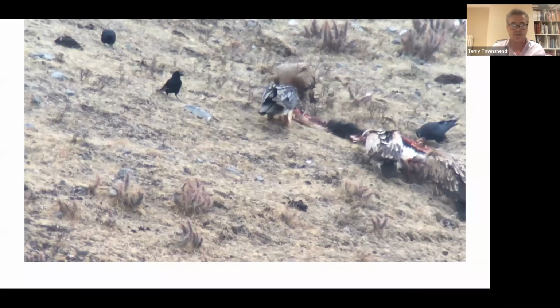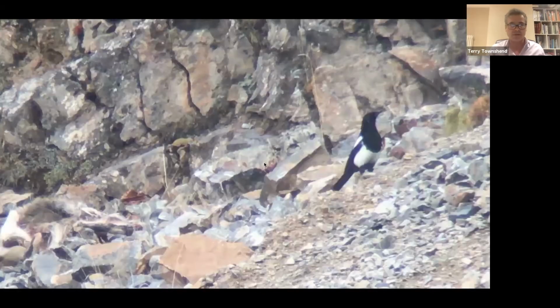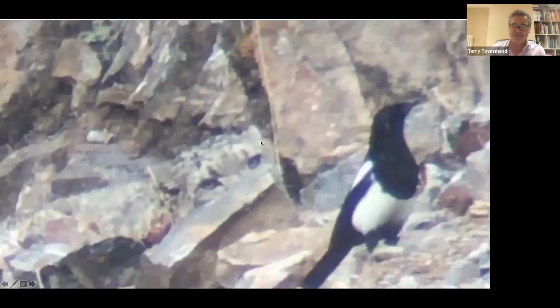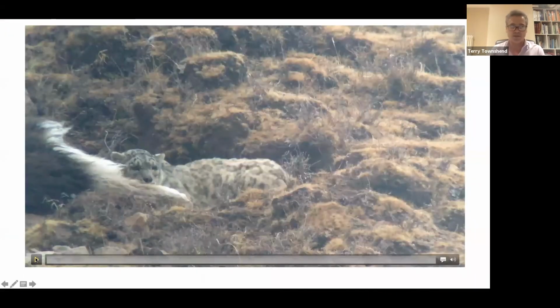Now, corvids, especially magpies, seem to really annoy snow leopards. I don't know if you can see the snow leopard in this picture. It's not easy, but I'll zoom in. And you can see here, this snow leopard is looking at this magpie. So the snow leopard is on a kill, and the magpie is hanging around waiting for an opportunity. And a few times in Angsai, in the Valley of the Cats, we've seen snow leopards interacting with magpies.